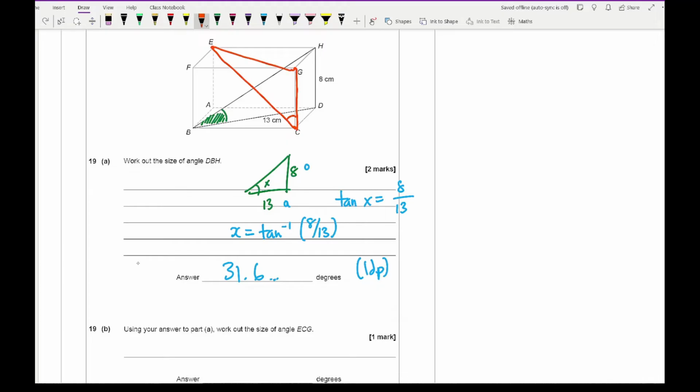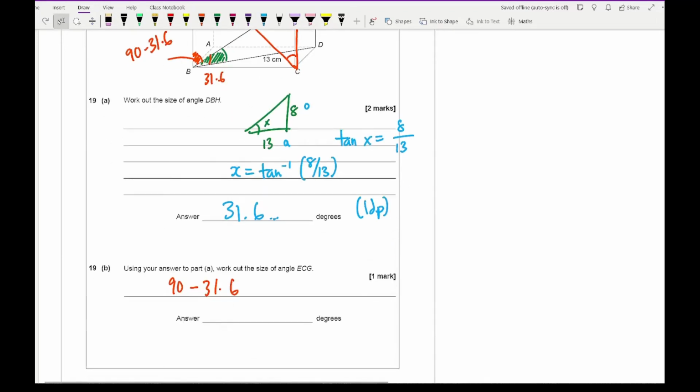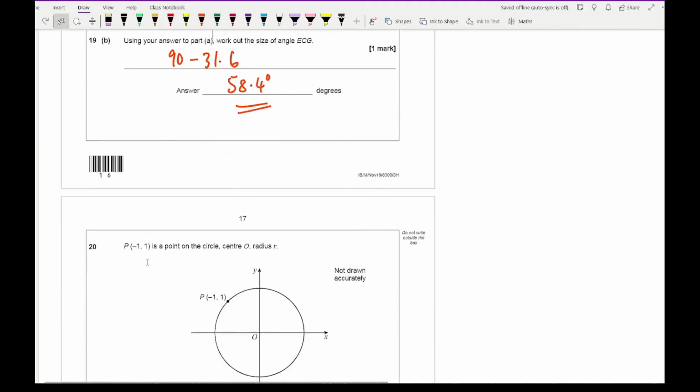Now it's only worth 1 mark, so in terms of working out the angle, that is going to be the same as basically what this angle here is. So if this angle here is 31.6, to work out what that angle there is, all I need to do is do 90 minus 31.6, and that should give you an answer of 58.4 degrees. Now obviously if you end up with a decimal, if you've rounded this to more decimal places, then your answer for B should be that little bit more accurate.